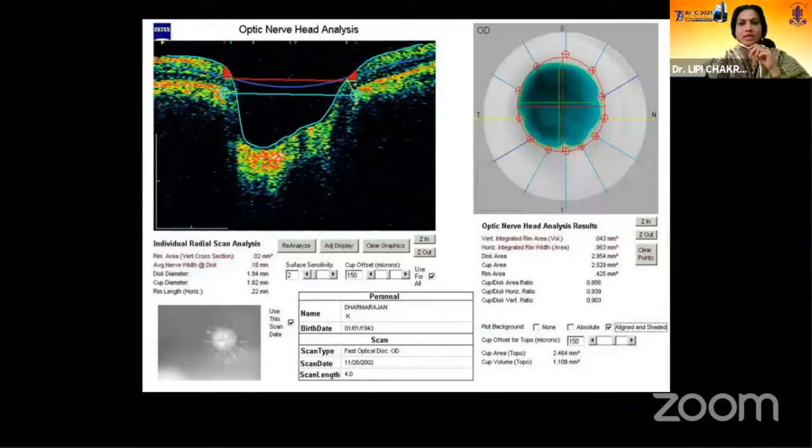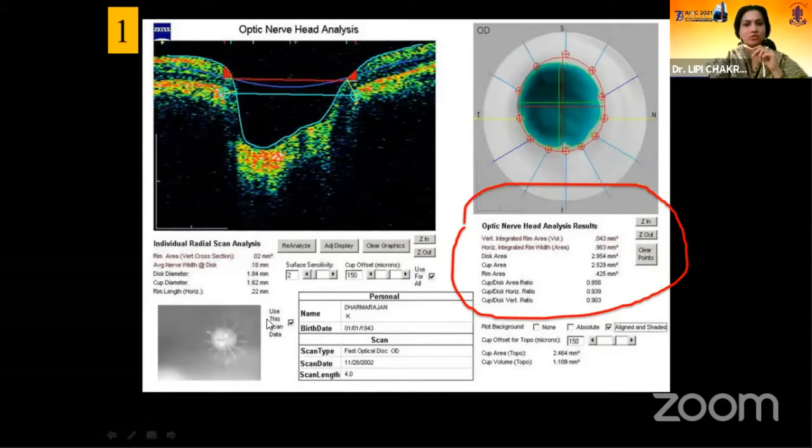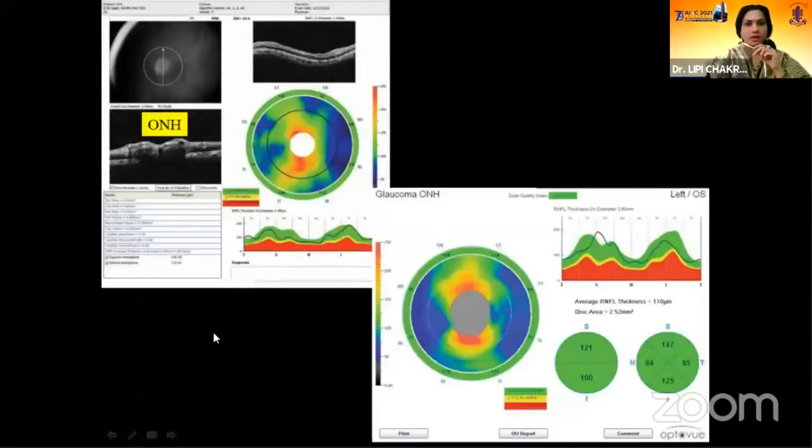We will be dealing with each section-wise. So the first component is ONH, optic nerve head analysis. This is a classical printout of Zeiss OCT. In this, we can find the optic nerve head analysis results outlined as disc area, cup area, rim area, CDR. It is 0.85 in this case, which is also reflected in the infrared image. So it's a big cup.